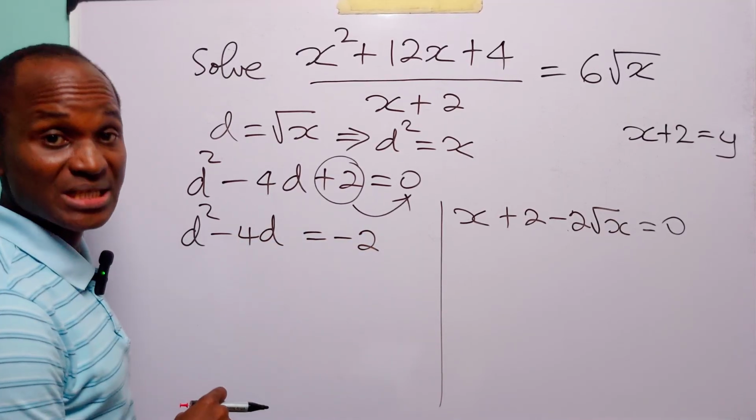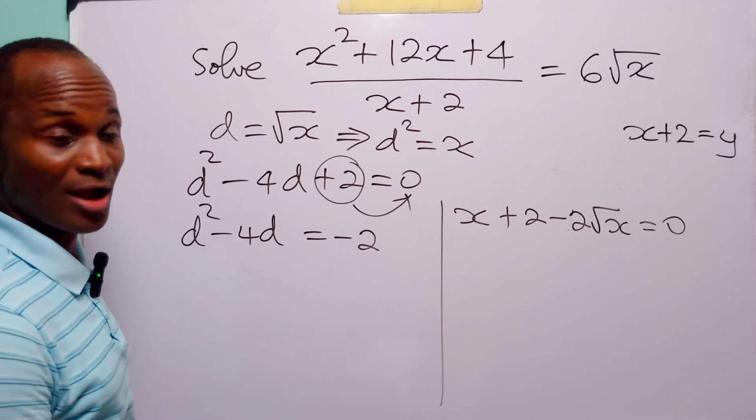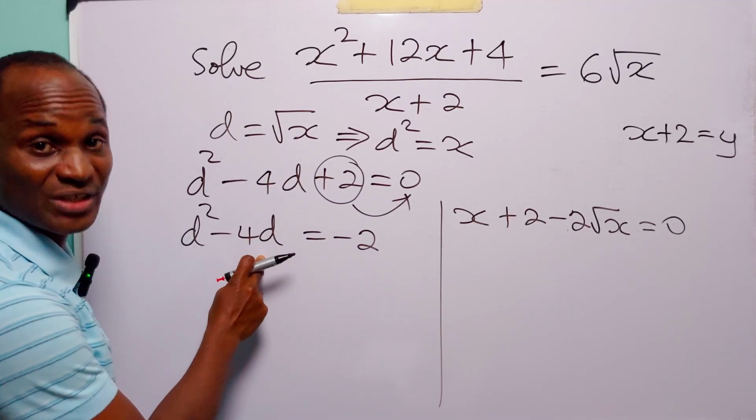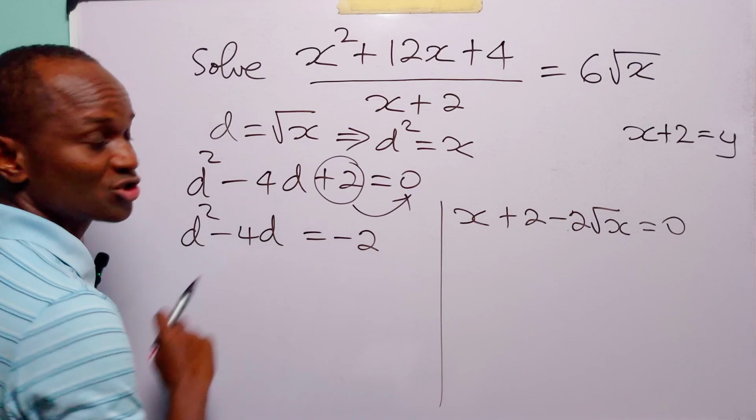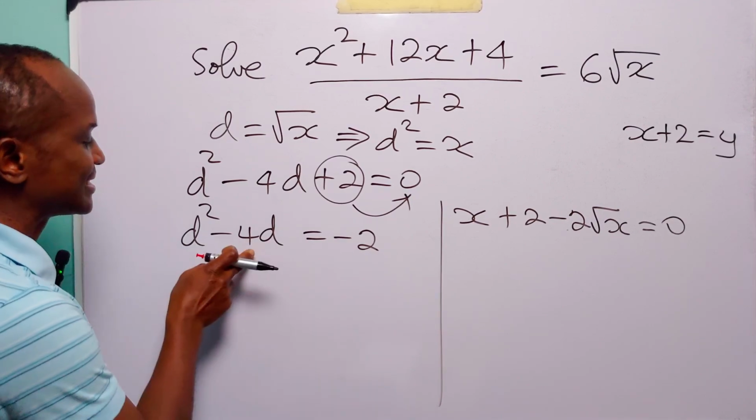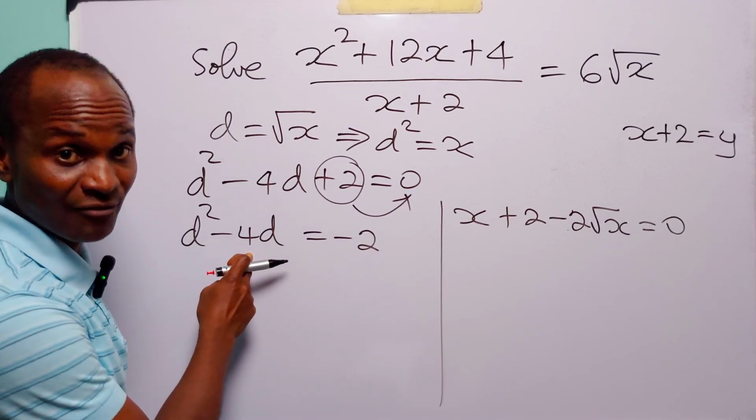Now, the next step to solving this equation is to add the square of half the coefficient of d to both sides of the equation. What is the coefficient of d? It is minus 4. What is half of it?